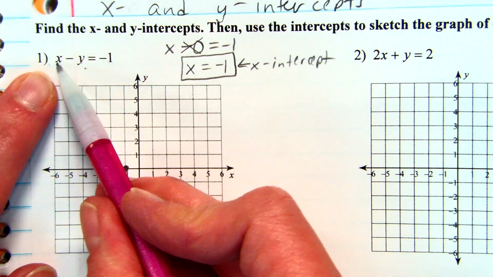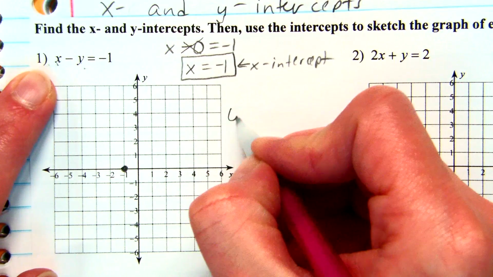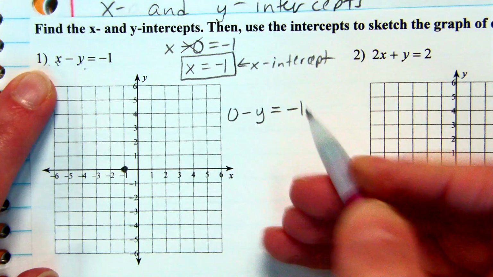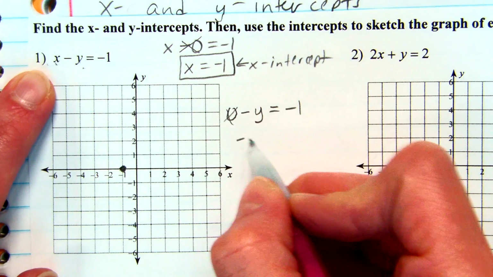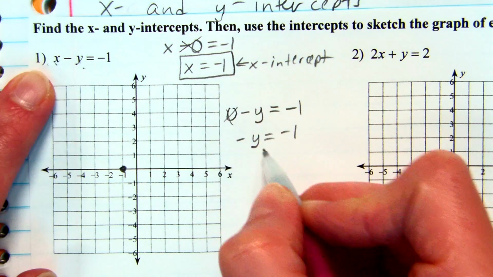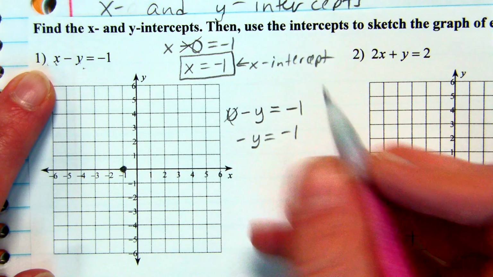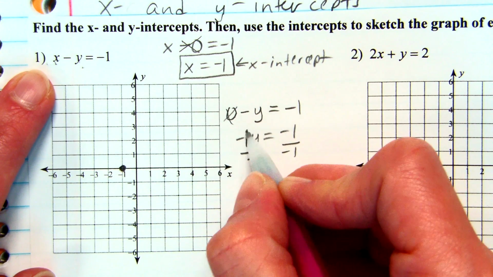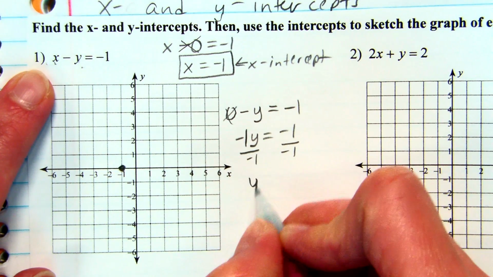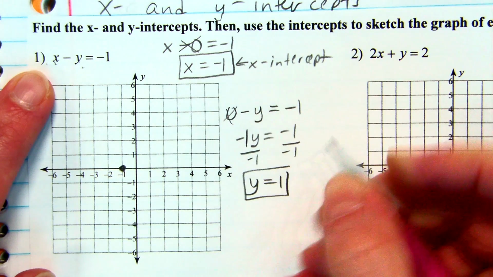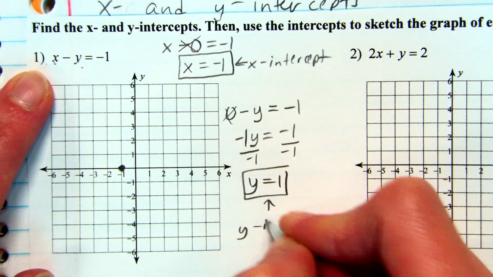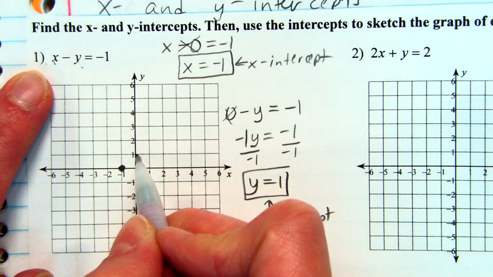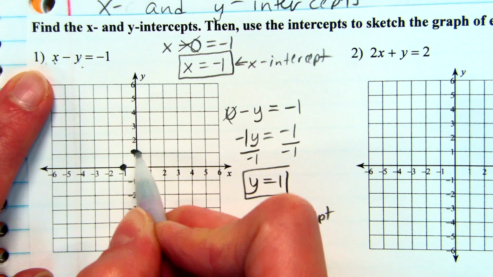So now I'm going to put 0 in where the x is. So I'll have 0 minus y equals -1. So that 0 part just goes away. You get -y equals -1. How do I get that to just be y? Yeah, divide by the -1. Because this actually would be -1y. And so then I get y equals 1. And that would be my y-intercept. And so that's where it's going to cross the y-axis. So I can put a point up here at 1.